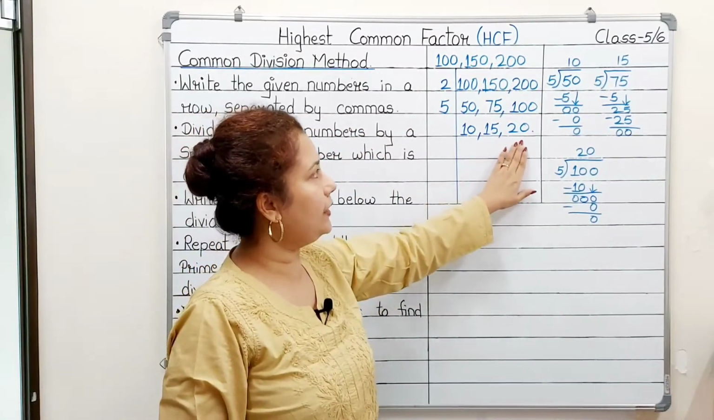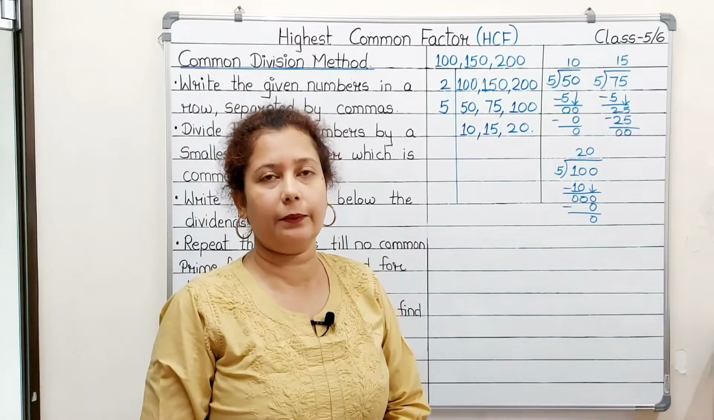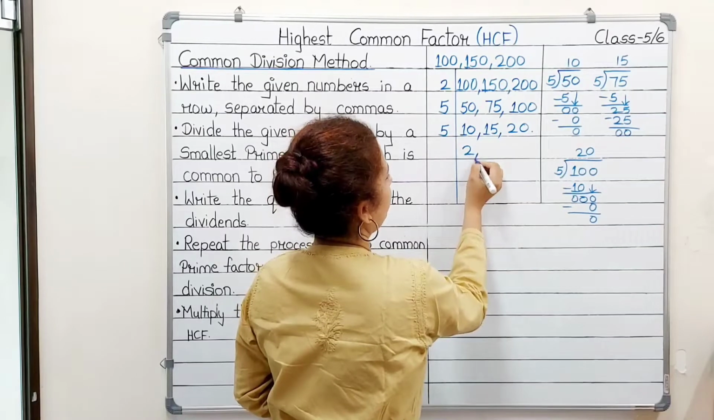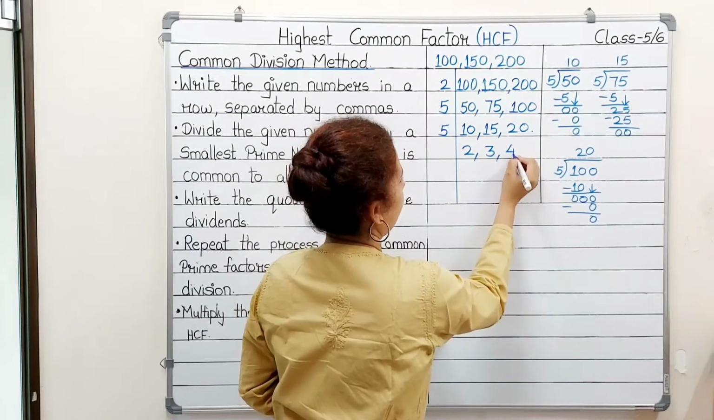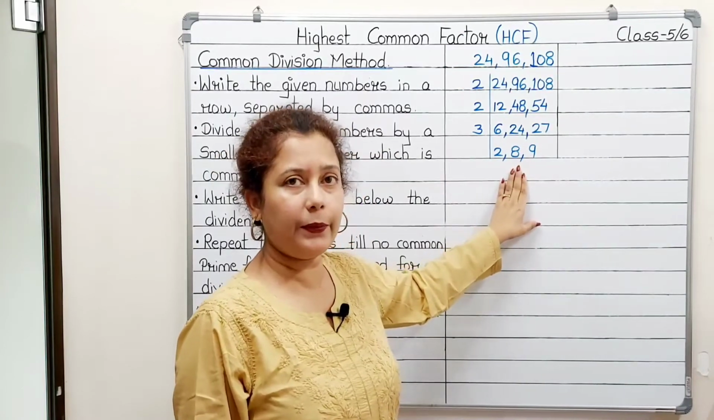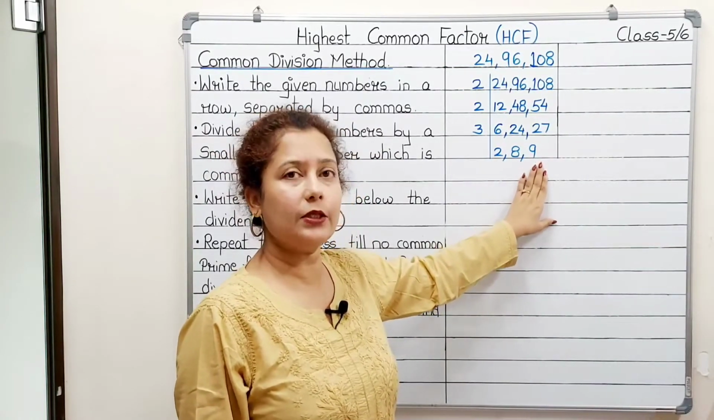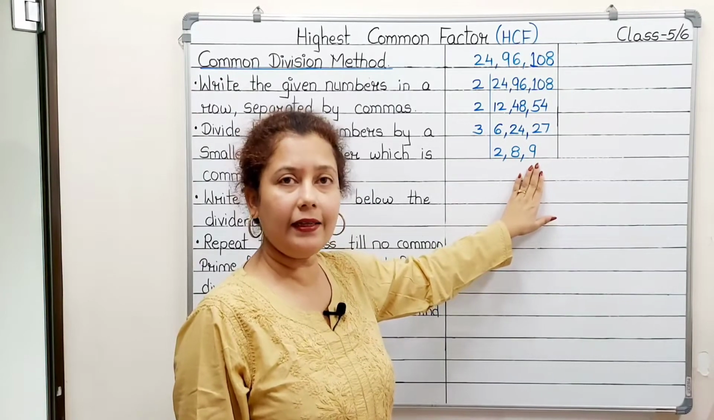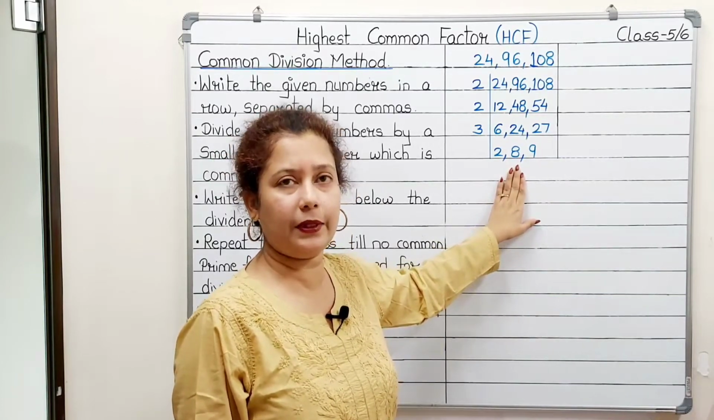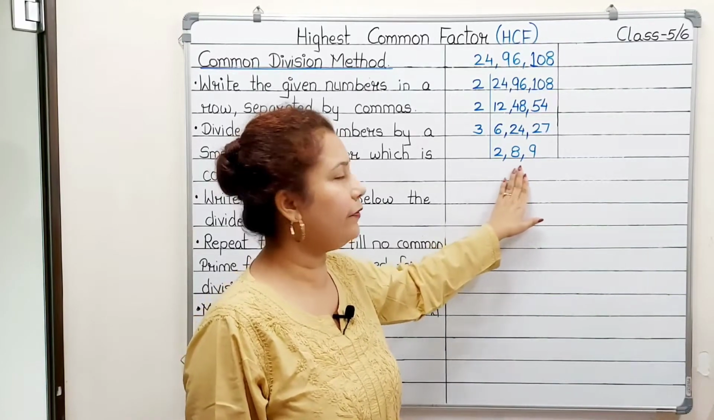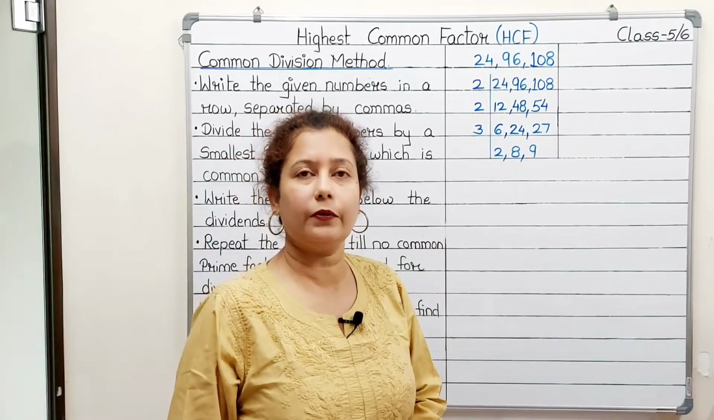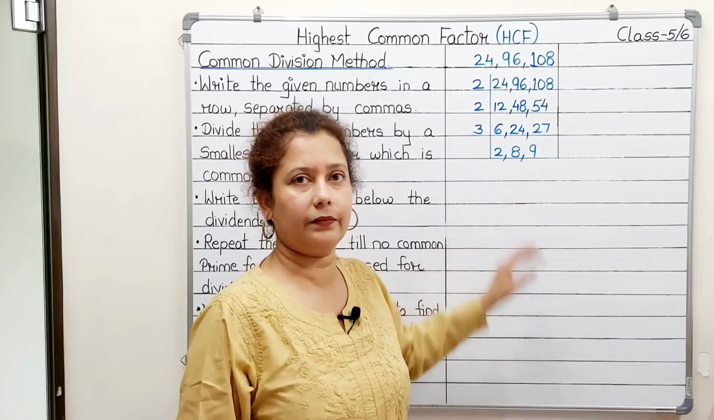10, 15 and 20 again are divisible by 5. So we will divide it by 5. Now here 2 and 8 are divisible by 2, but 9 is not divisible by 2. 9 is divisible by 3, but 2 and 8 are not divisible by 3. So here we don't have any common prime factor which can divide all three numbers. So we have to stop the process here.